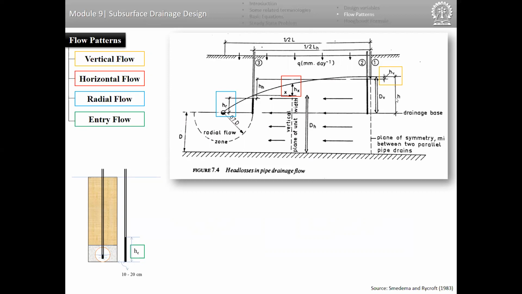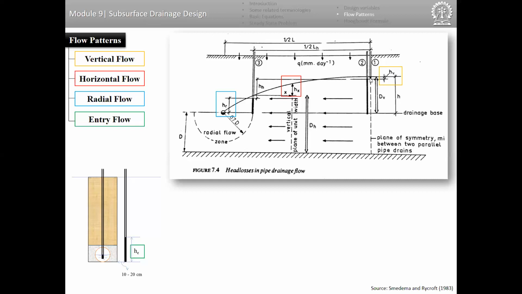There are multiple piezometers installed below the soil surface that can be used to measure the different types of flow. Here Q is your recharge that is happening, which is passing through the unsaturated zone and joining your water table. So this is your water table, and this is the midpoint spacing. So this is the highest point.